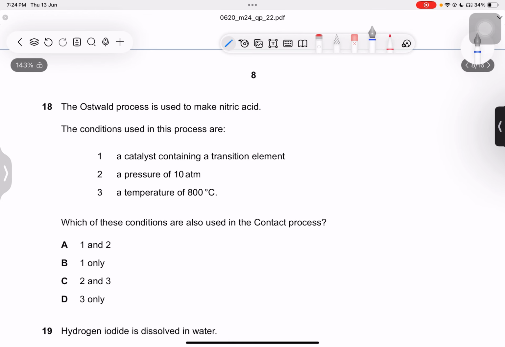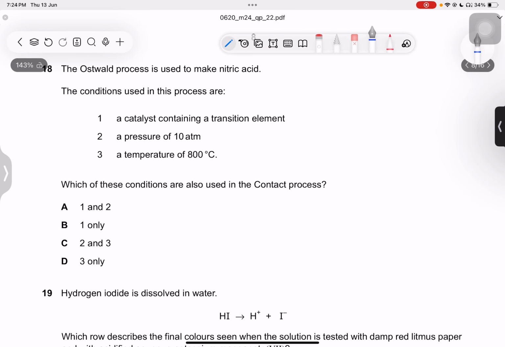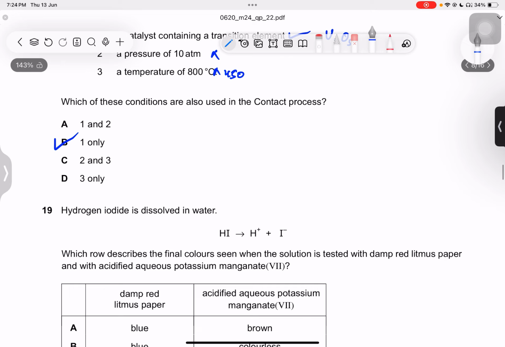The Ostwald process is used to make nitric acid. The conditions used in this process are a catalyst containing a transition element, a pressure of 10 atm, and a temperature of 800. Which of these conditions are also used in the contact process? So this is used, V2O5 catalyst is used. Pressure of 10 atm, this is not correct, because pressure uses 2 atm and temperature uses 450 to 500. So both of these are wrong. Only one is correct, option B.